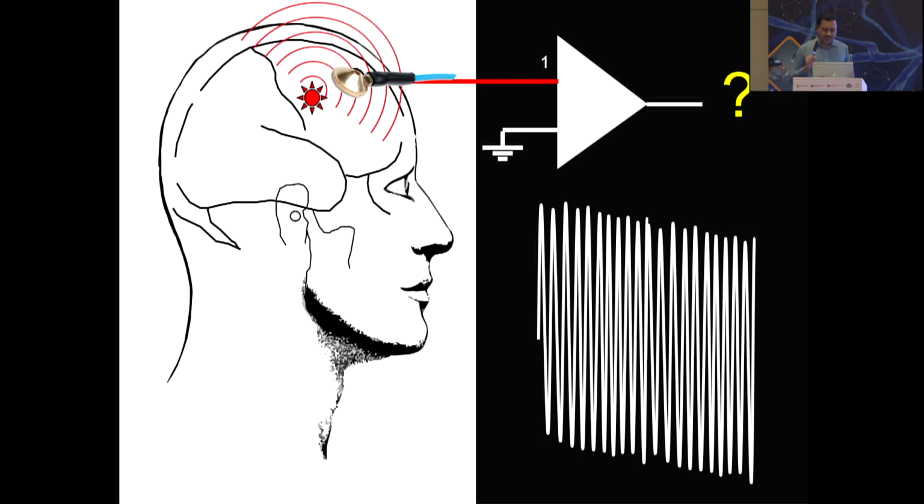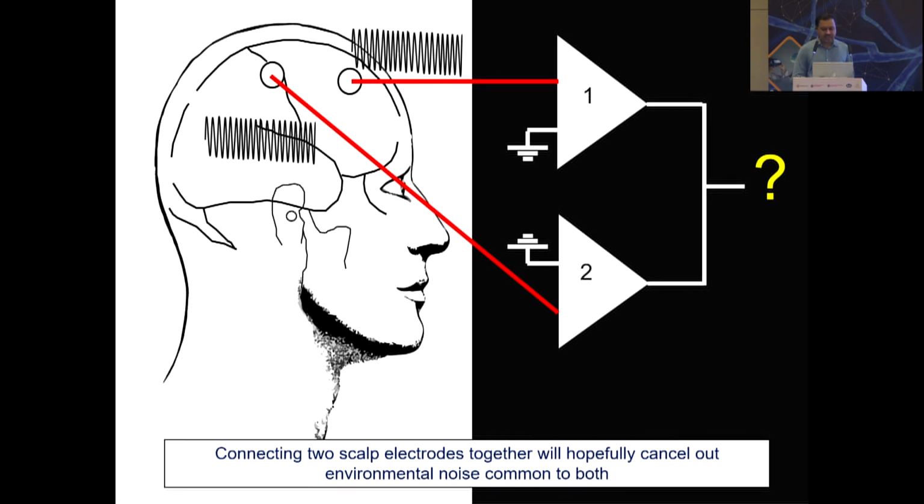So how can we remove it? That is the way we do it. That is a differential amplifier. What we do is connect two inputs, input 1 and input 2, or electrode 1 and electrode 2, to this amplifier. And what does this differential amplifier do? It removes the common activity.